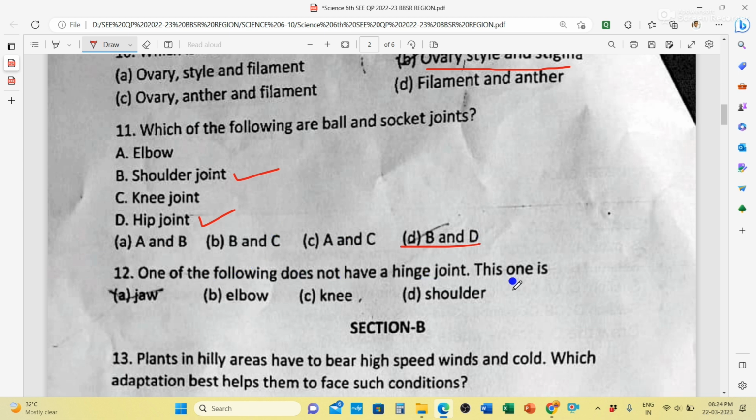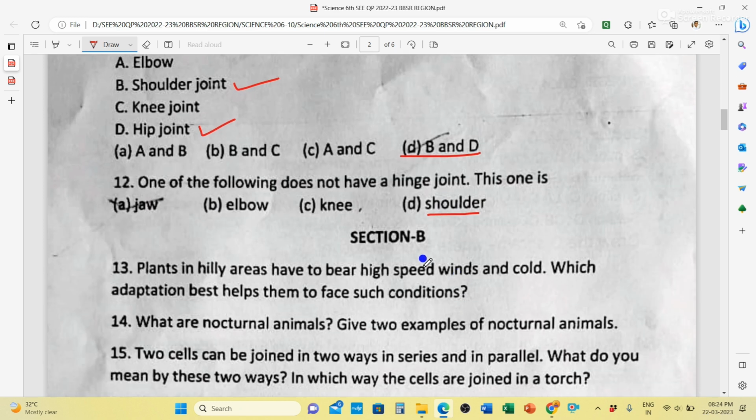Then, which one of the following does not have a hinge joint? This one is a hinge joint, shoulder. Because in the previous question we saw that the shoulder is a ball and socket joint, so this is the answer. This is not a hinge joint. Jaw, elbow and knee are hinge joints, but the shoulder is a ball and socket joint. So this one is not a hinge joint. Option D. Now Section B.